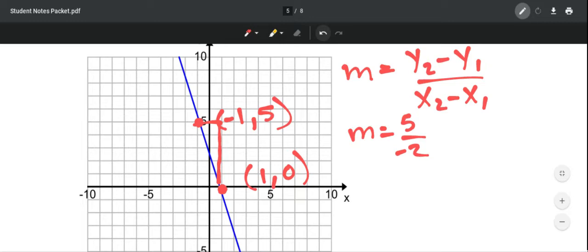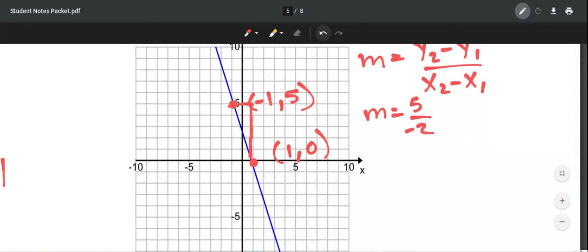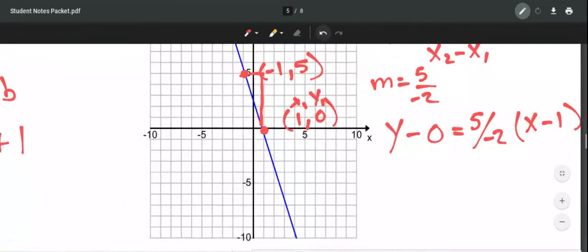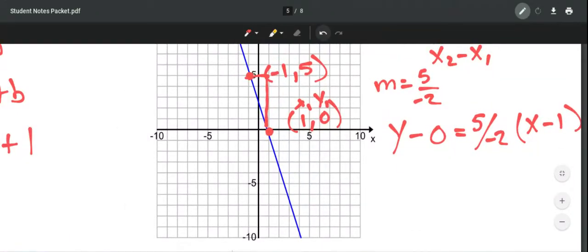And then you just get to pick a point. So you can pick any point you want. So let's just do x1, y1. So y minus 0 equals 5 over negative 2, x minus 1. And I pick 0 because then it's a little bit easier to solve. So we need to put it into y equals equation. So distribute. Y minus 0 is just y.